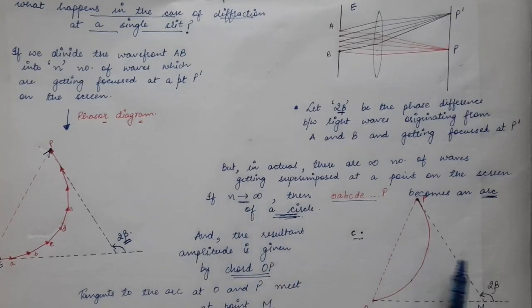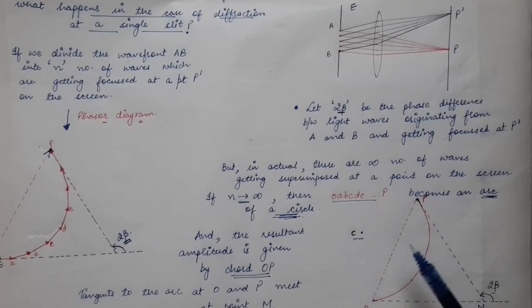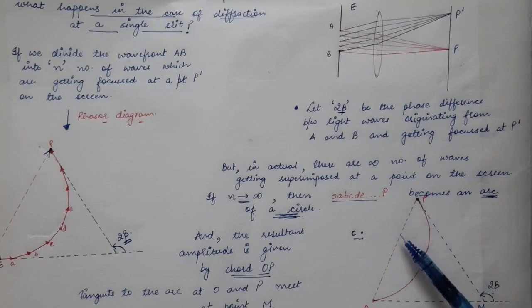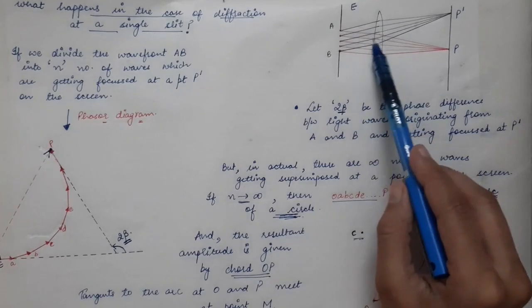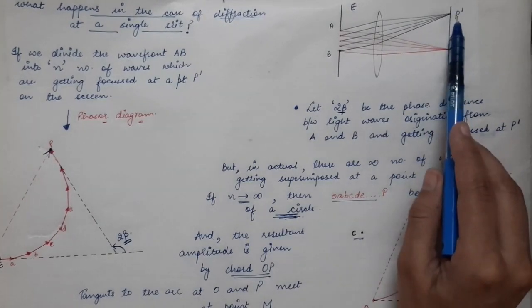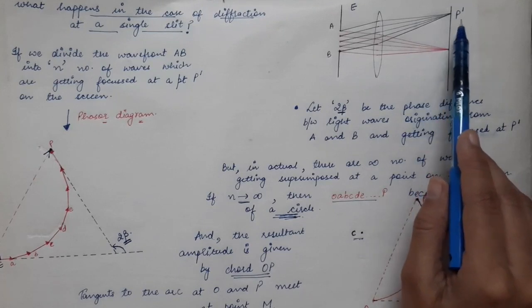Now in the next section, we will use various properties of circles and various mathematical calculations to find this length OP. This length OP will give us the amplitude of the resultant wave, which comes after superimposition of an infinite number of waves at point P prime. From that resultant amplitude we will find the intensity, because intensity is proportional to the square of the amplitude.